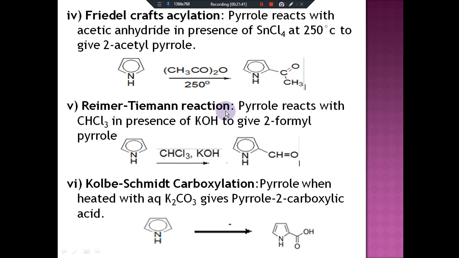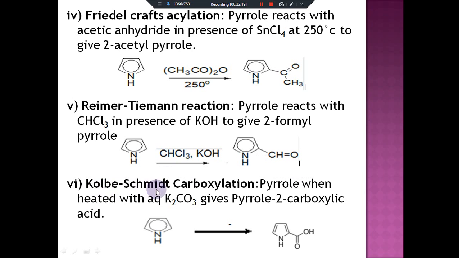Fifth one, Reimer-Tiemann reaction. Pyrrole reacts with chloroform in the presence of KOH to give 2-formylpyrrole. So pyrrole reacts with chloroform, similar to benzene, in the presence of a base like KOH to give 2-formylpyrrole. At the second position, the CHO group will be substituted. Here dichlorocarbene is the intermediate.